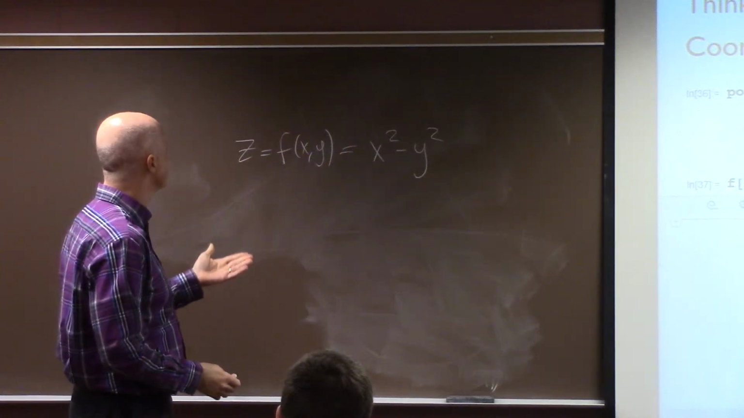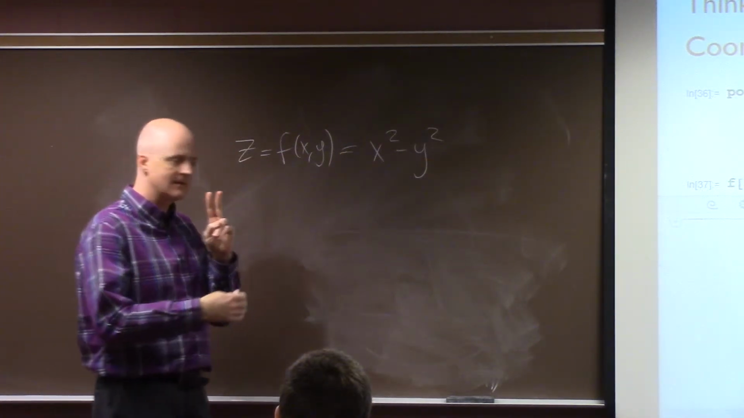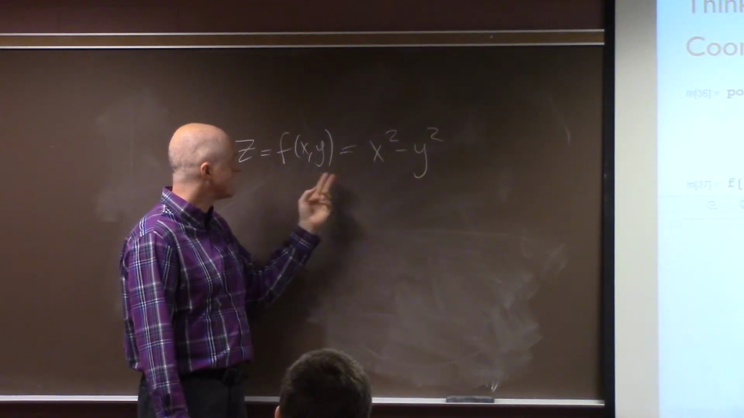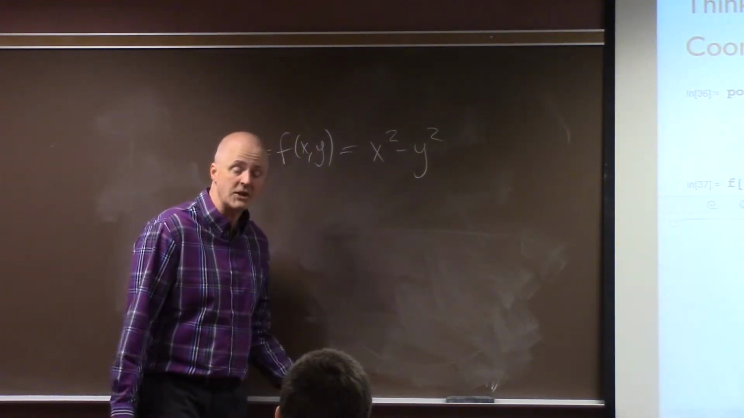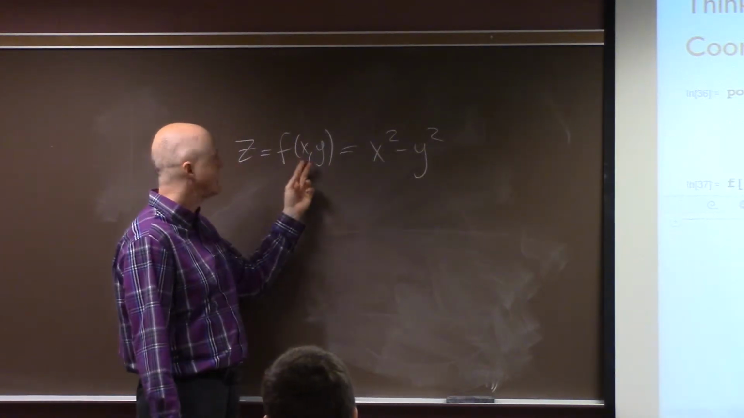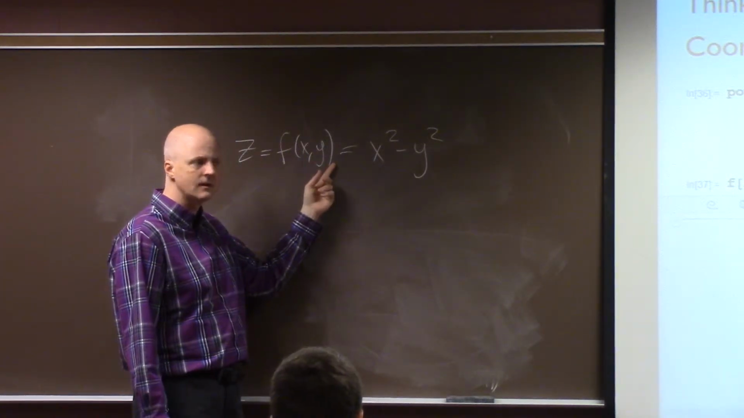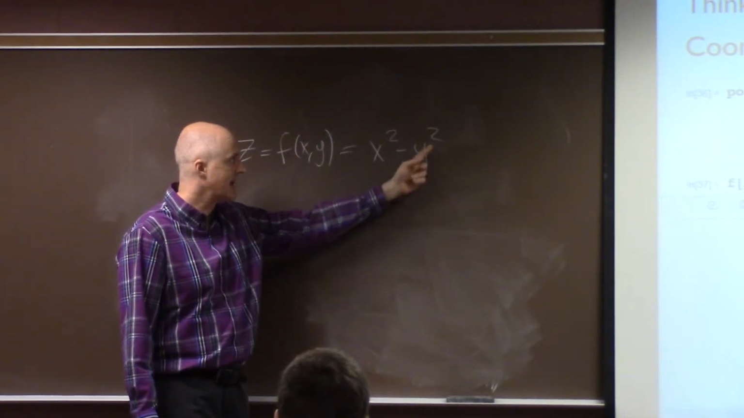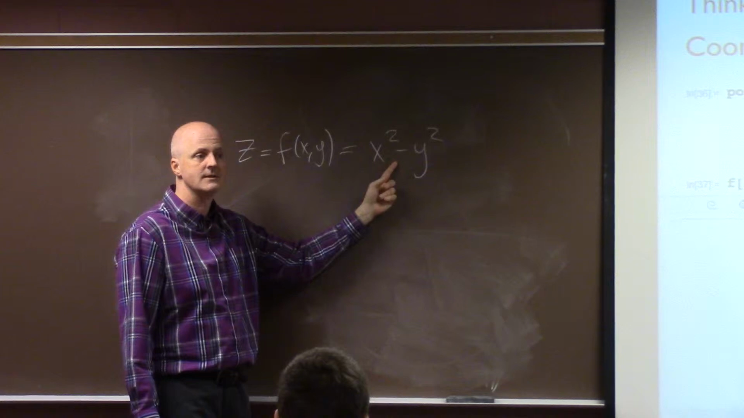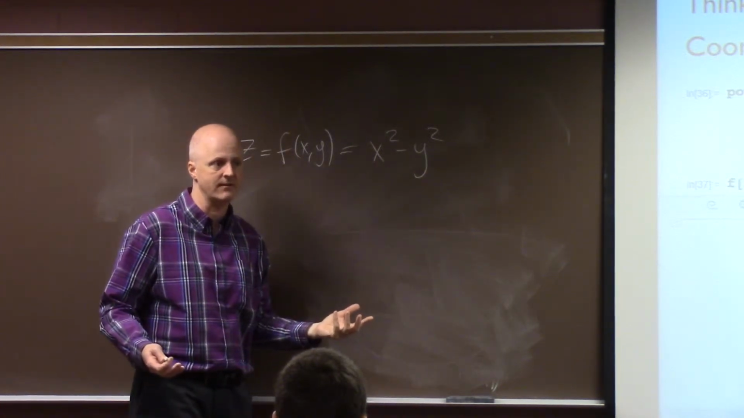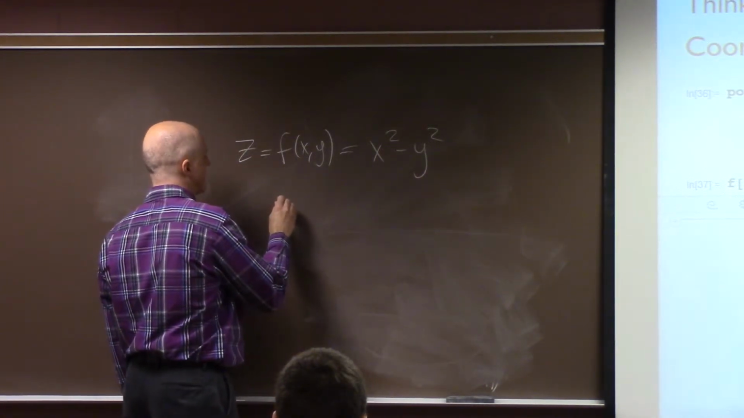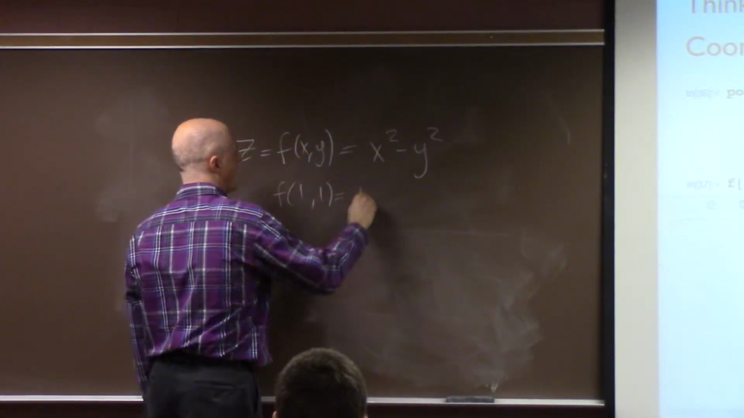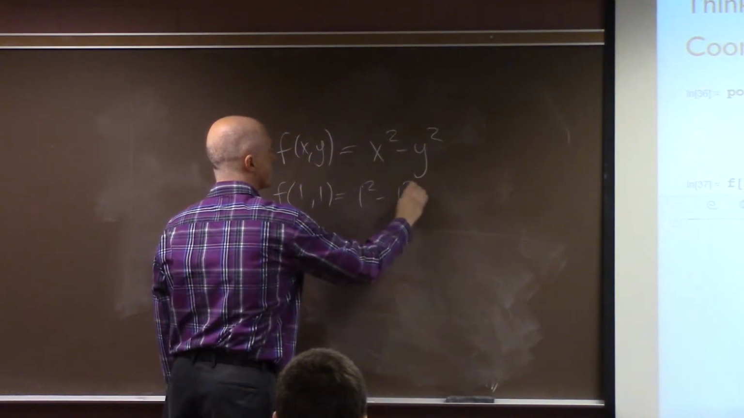This function can be thought of in two ways here initially. You could think of this as just an operation, if you like. In other words, take an ordered pair of numbers and do this operation. Square the first coordinate, square the second coordinate, and subtract. So you can think of it purely operationally if you wanted to. For example, well, okay, this is a simple example. F of 1, 1 is 1 squared minus 1 squared is 0.